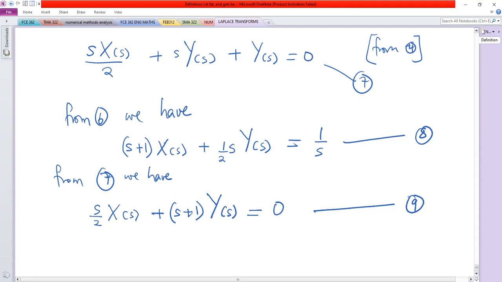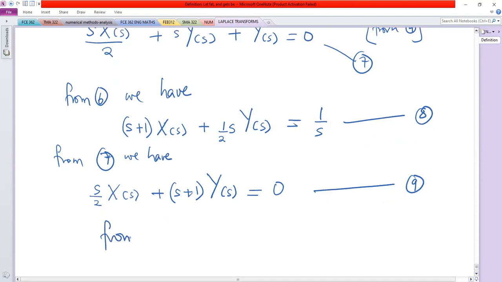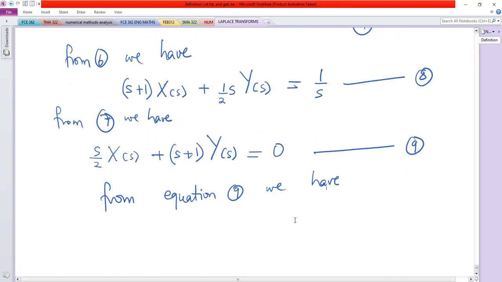So now our intent is to solve for capital X and capital Y. From equation 9, making this the subject, capital X will be negative, multiplying through by 2, 2 into s plus 1 times capital Y of s, and then I divide by s. Let me call this one 10.